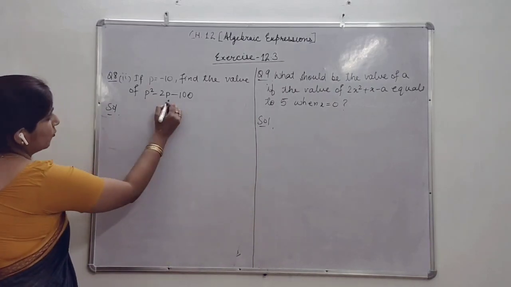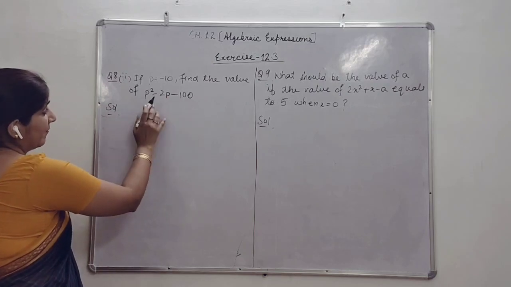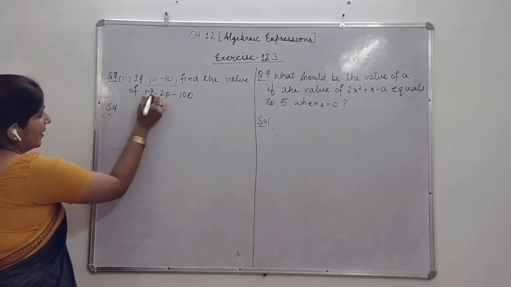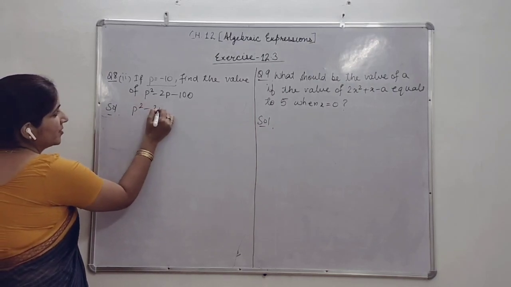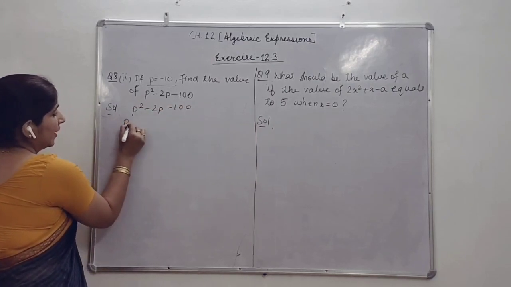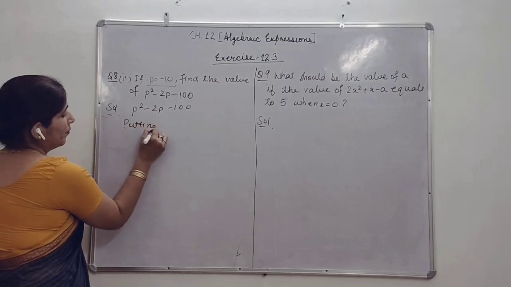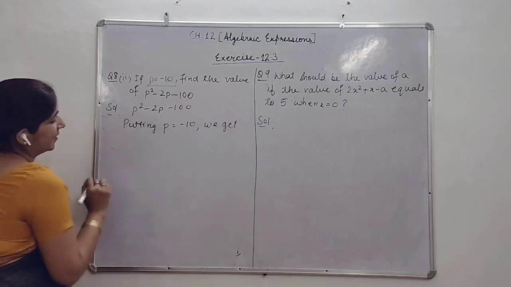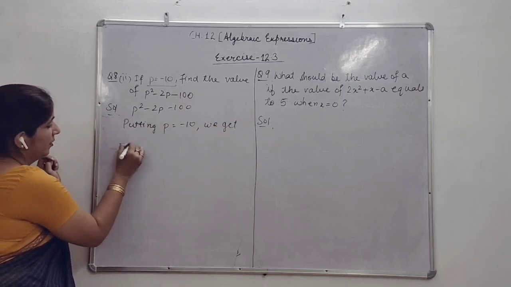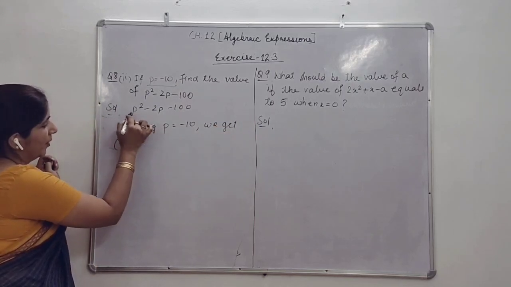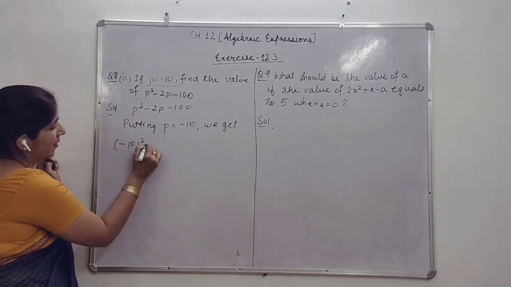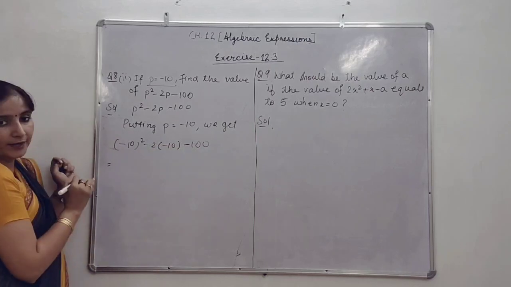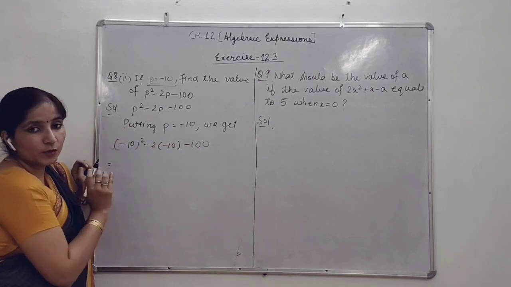So p square minus 2p minus 100 is the given expression, in which you have to find the value after putting p equals to minus 10. So let us write the expression first. Now putting p equals to minus 10, let us put minus 10 whole square. In place of p we have put minus 10, minus 2 into minus 10, then minus 100.